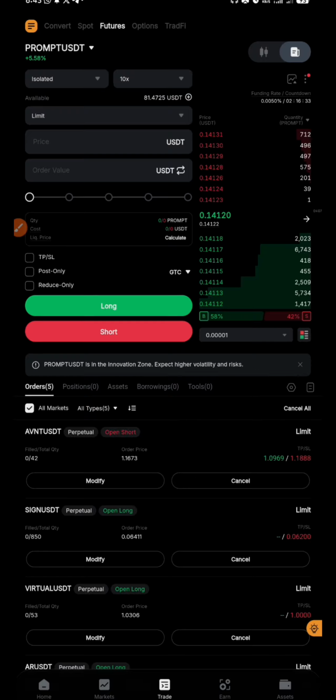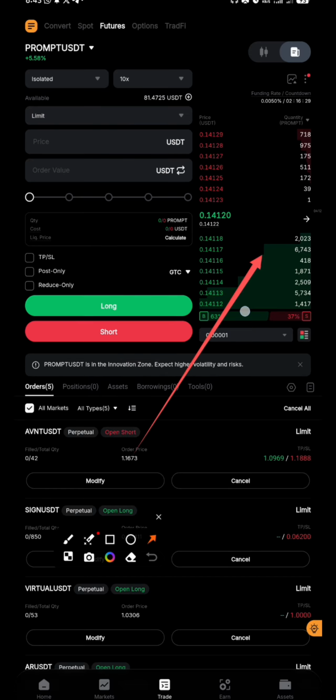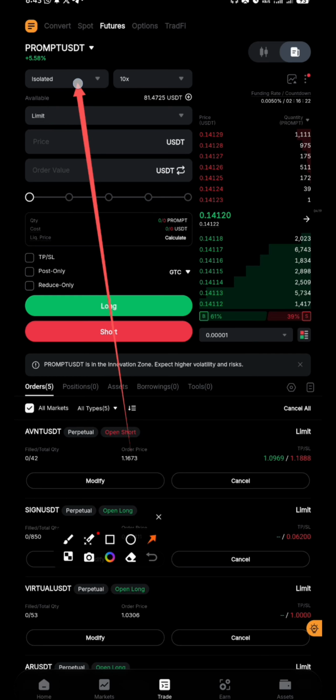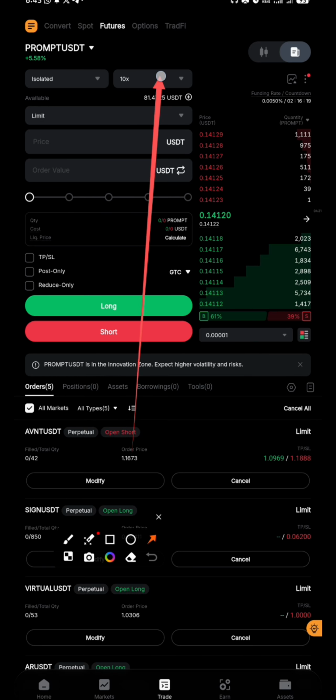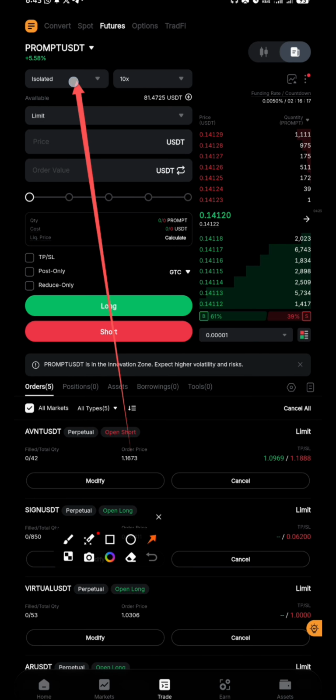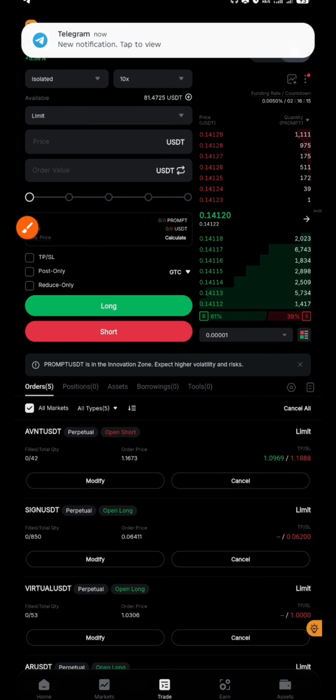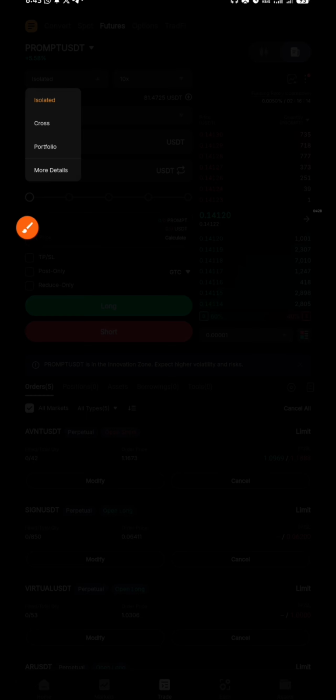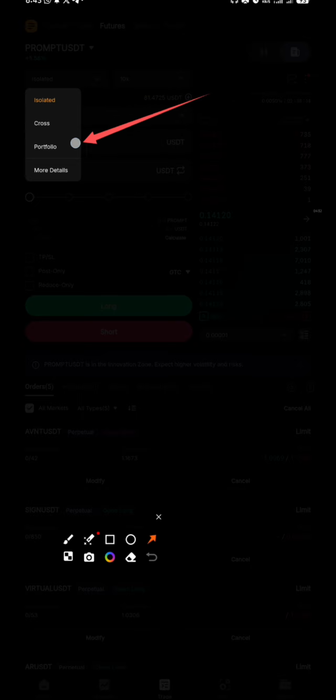So now the next thing you need to pay attention to is your order book. The whole of this is called the order book. Now on this order book, pay attention to two things: this trading type and then this leverage. Now trading type, we're using isolated. We have isolated and we have cross. This is isolated, this is cross, this is portfolio, and more, but the ones most traders use are isolated and cross. So make sure it is on isolated.